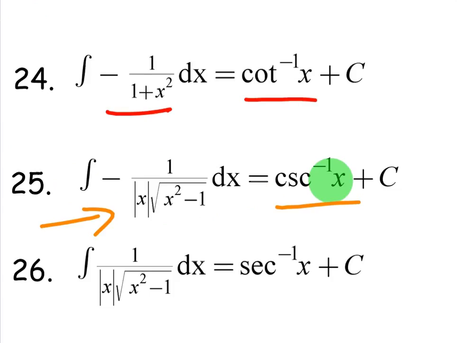And then lastly, we have rule number 26, the antiderivative of 1 over the absolute value of x times the square root of x squared minus 1. The difference between these two is there's no negative. That equals secant inverse of x plus c, or again, you could just say arc secant. And that's the last rule we're going to look at for now for antiderivatives of non-power functions. If you have any other questions about this or any other antiderivative rule, let me know.